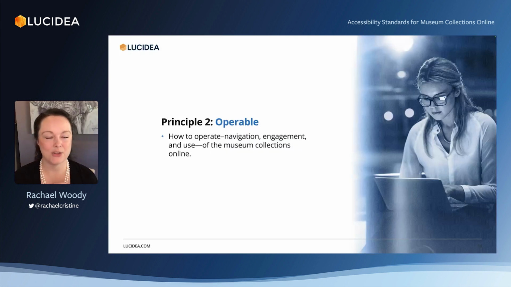All right, so that was principle 1. Principle 2 is perhaps the next largest, and that's because it's all about being operable. Specifically, how do we operate, in this case, collections online, and that's navigation, that's engagement and use of the museum collections. So it's another big category, but one that's pretty important for the type of work that we're presenting.